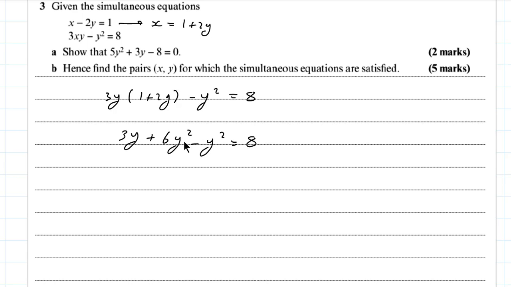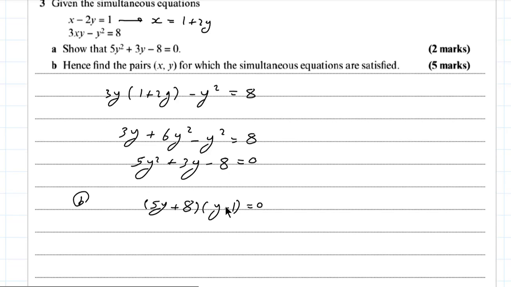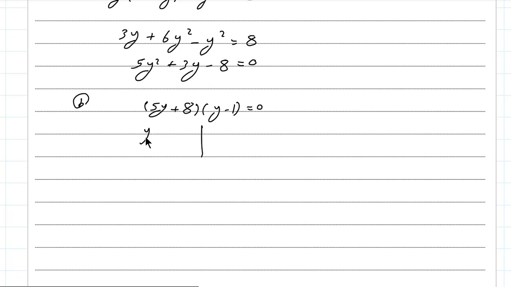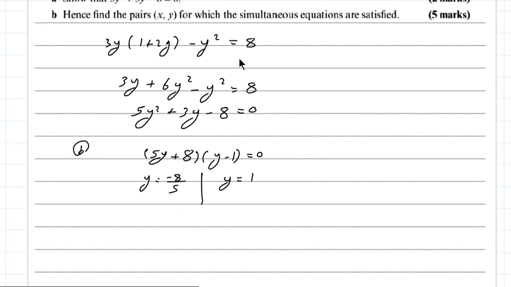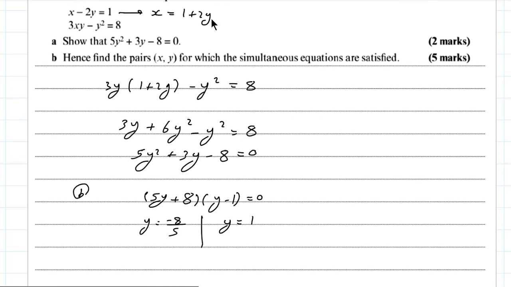Rearrange the equation to get 5y squared plus 3y minus 8 equals 0. Then we will factorize this expression here, 5y plus 8 times y minus 1. So either y equals negative 8 over 5 or y equals 1. Don't forget that x equals 1 plus double y.